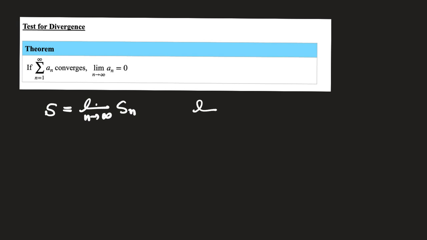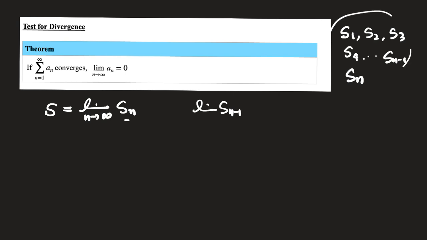Let's talk about the limit of S_{n-1}. It looks like the symbol is different, but it's part of the same sequence. The partial sums are S1, S2, S3, S4, S_{n-1}, S_n. This whole sequence of partial sums is going to S. That's the meaning of convergence. So the limit of S_{n-1} as n approaches infinity also goes to S.